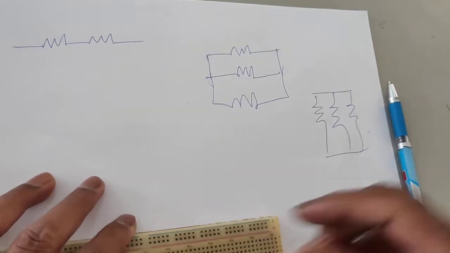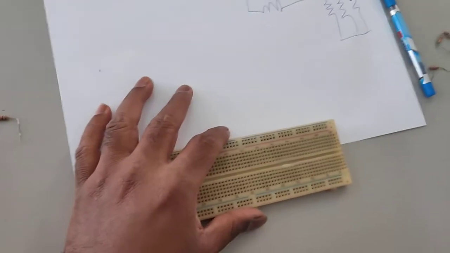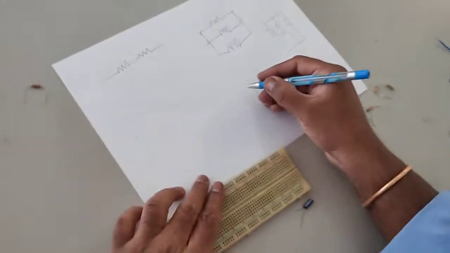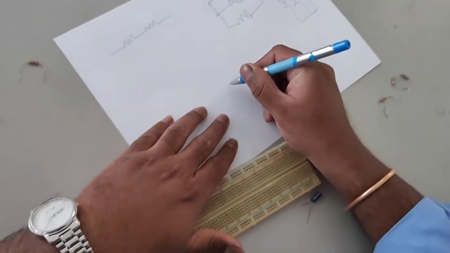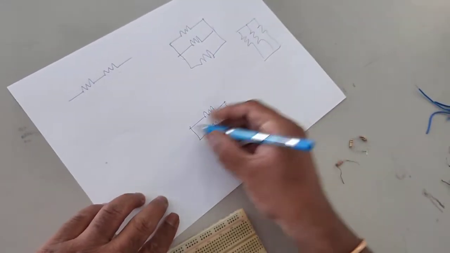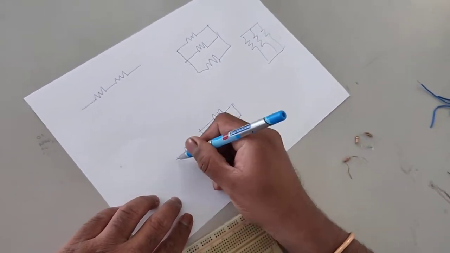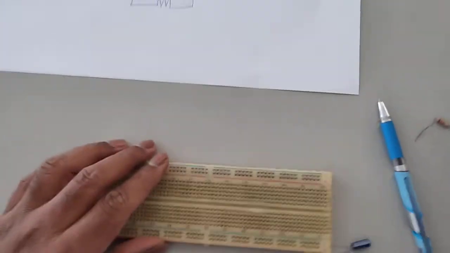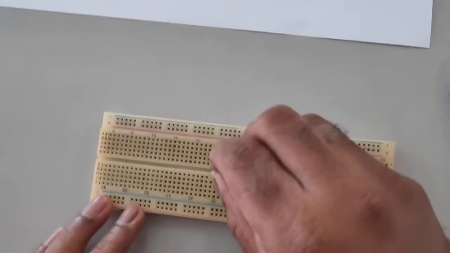Now I will show you one more thing. Suppose if you want to put two resistors in parallel and one resistor in series, how do you have to do this? First I will put two resistors in parallel like this.